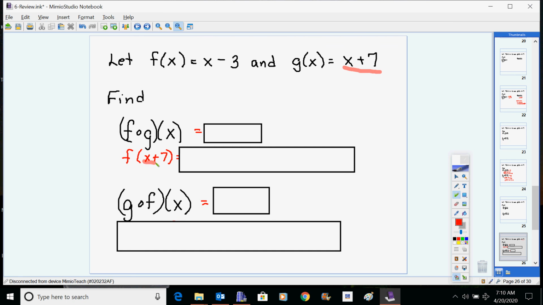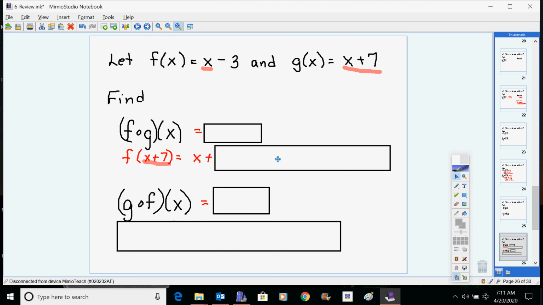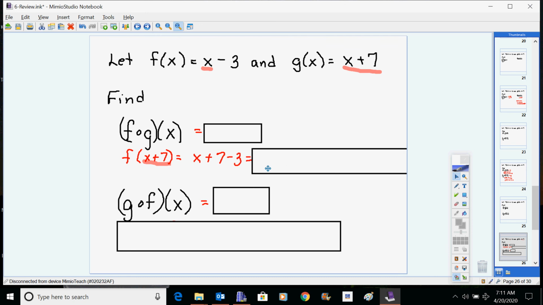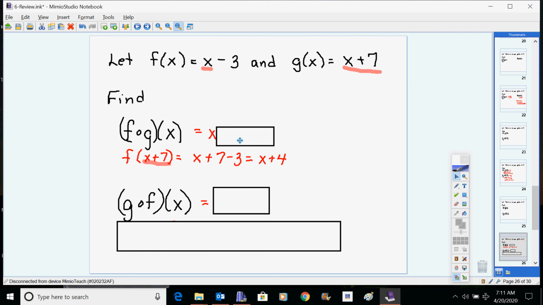Okay, so we're trying to find f of g of x, where g of x is x plus 7. That means you're going to be plugging x plus 7 in for this x. When we do that, x plus 7 goes in for this x, and then we have this leftover minus 3. You put them together and get x plus 4. So f of g of x is x plus 4.